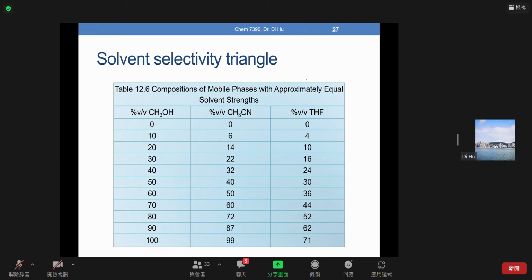You can see these are different combinations that show approximately equal solvent strengths. This is percent methanol in water, percent ACN, percent THF. When it's more than 50, the difference is not that huge. You can see ACN's elution strength is pretty good.